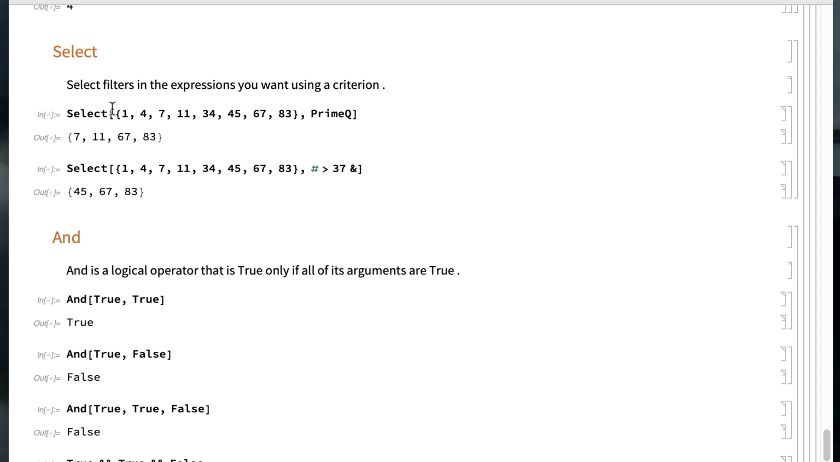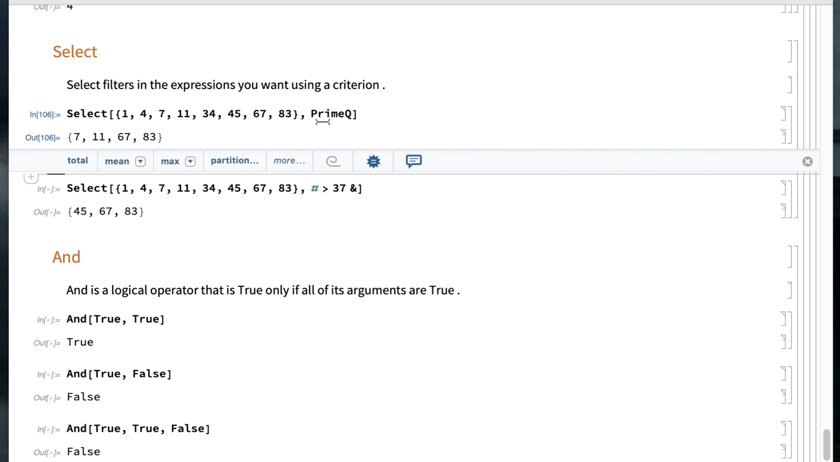All right, Select filters, and in fact in other languages it's called filter, but the idea is here you've got some expression, and I want to find all the numbers for which PrimeQ applied to them is true. So basically, in some sense, it's saying map the second argument over the first argument and only return those values for which that test is true. So here's a list of prime numbers.